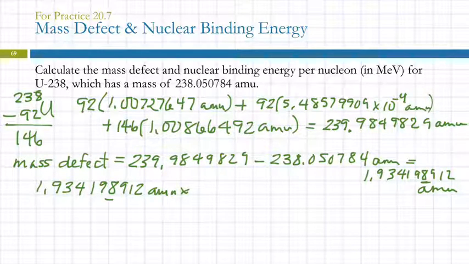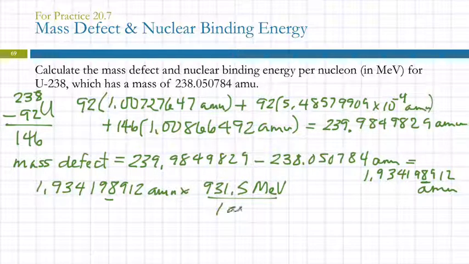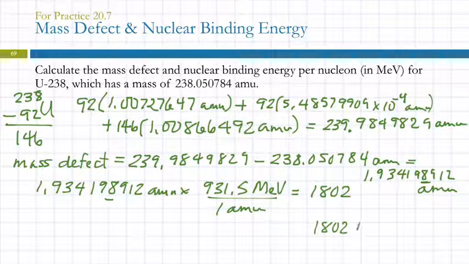And then to calculate the binding energy, we're going to take that number and use the conversion factor to convert to mega electron volts. So that comes out to 1802 mega electron volts.